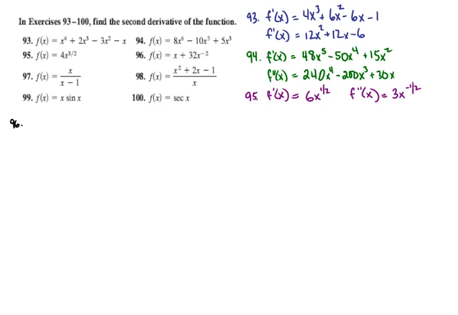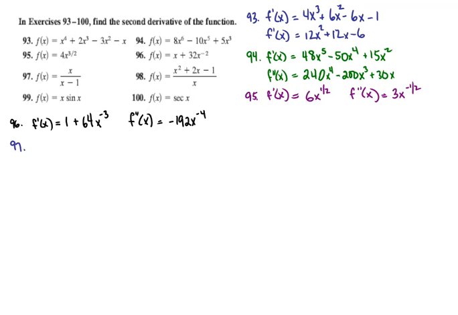For number 96, we have x plus 32x to the negative second. The first derivative would then be 1 plus negative 2 times 32, which would be negative 64x to the negative third. The second derivative then would be negative 192x to the negative fourth.